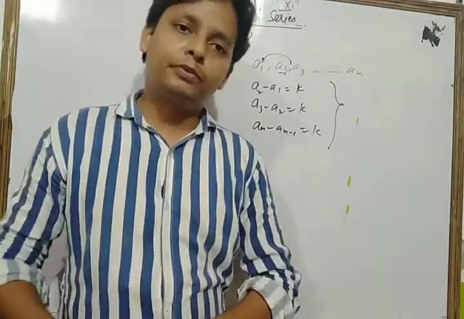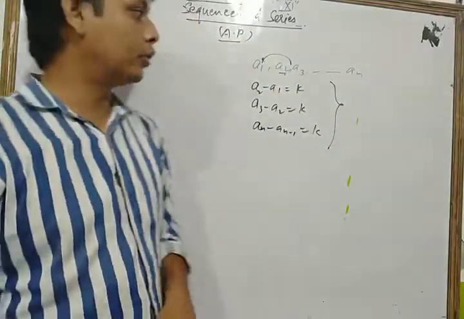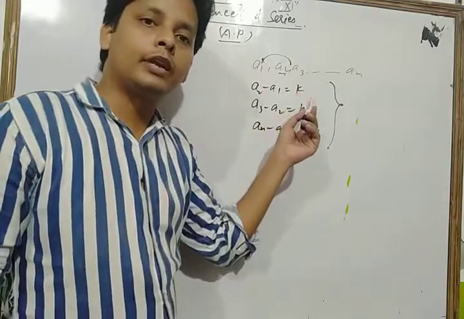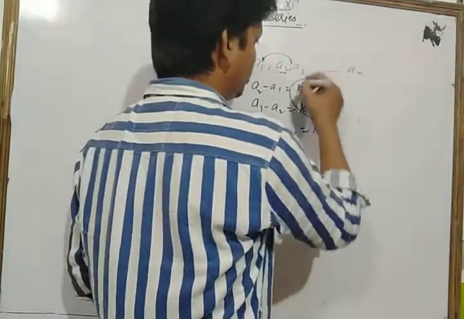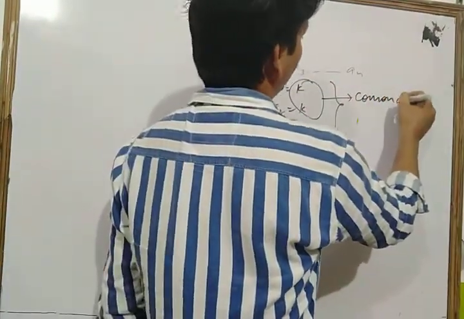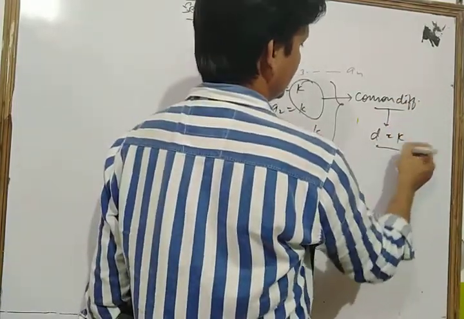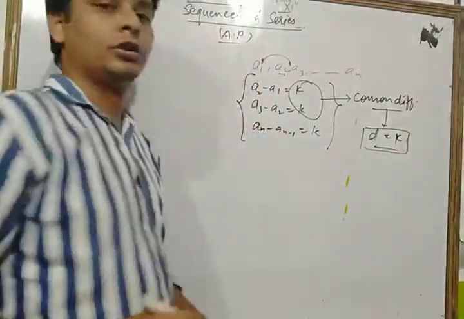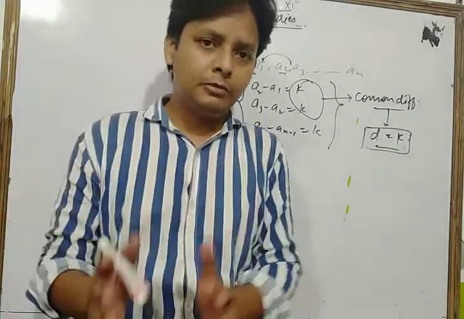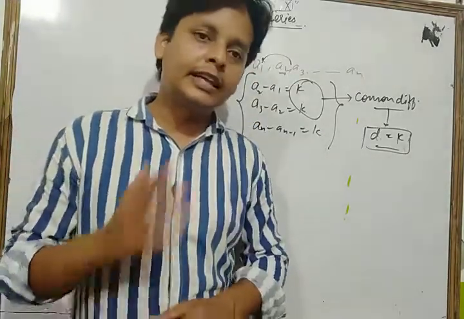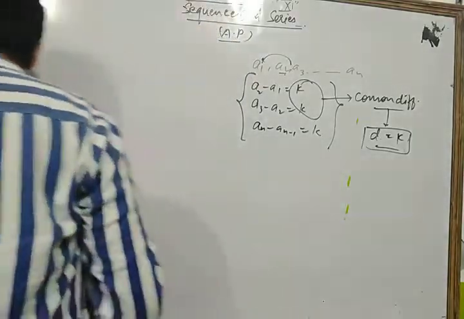So if the difference between a term and its previous term is constant, that is the same, then that type of progression is known as what? Arithmetic progression. And one important thing is that this constant value is also known as the common difference of the given arithmetic progression. It is denoted by the letter d. Here k is the common difference in that example. So dear students, it is clear that if the difference between a term and its previous term remains constant, then that type of progression is known as arithmetic progression.